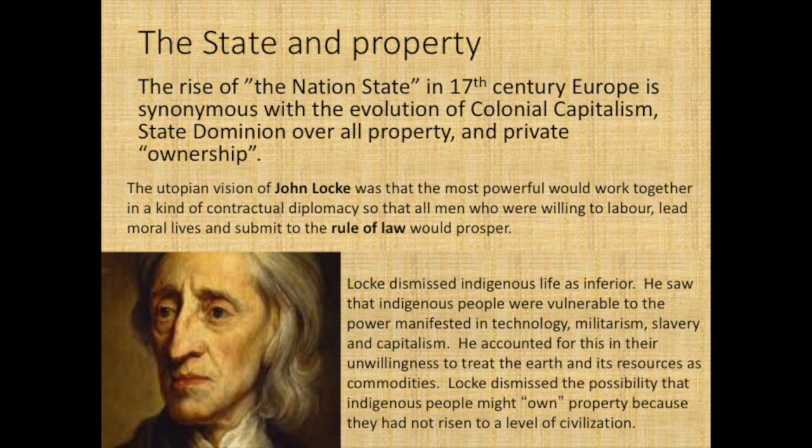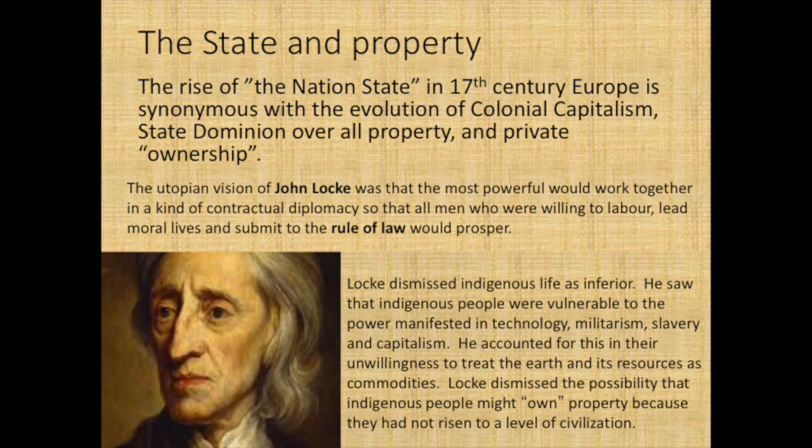So Locke also dismissed indigenous life because he lived in a time when North America and other places in the world were beginning to be discovered and colonized by European states. And he dismissed indigenous life as inferior. He saw that indigenous people were vulnerable to the power manifested in technology and militarism, slavery, and capitalism.